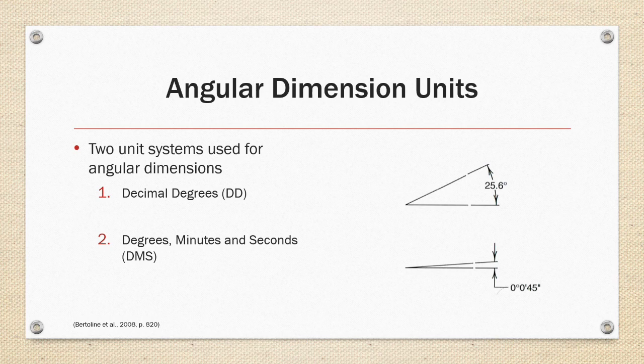Note that if the DMS system is used and the angular dimension is less than a degree, zeros precede each unit, like in the third example on the right. In my experience, decimal degrees is more common on modern drawings, but the DMS system can be common on legacy drawings.